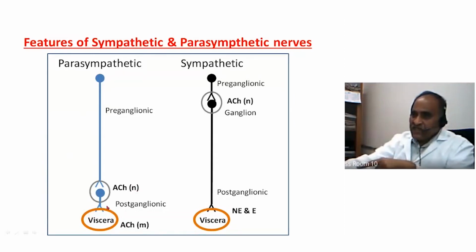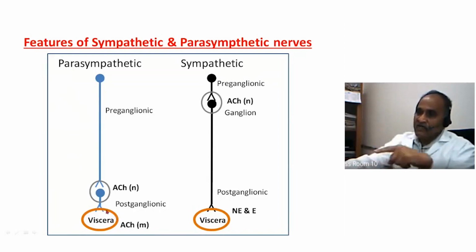Then on the viscera, the postganglionic fibers will make contact with either a gland or a smooth muscle. These acetylcholine receptors are muscarinic receptors. These are M receptors, or muscarinic receptors. So they are different. This is a nicotinic receptor and this is a muscarinic receptor.